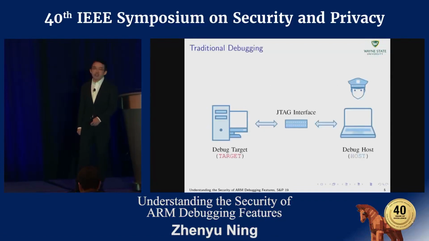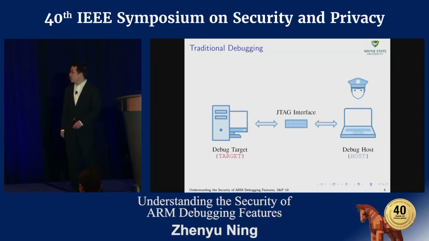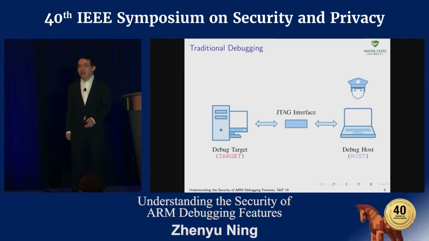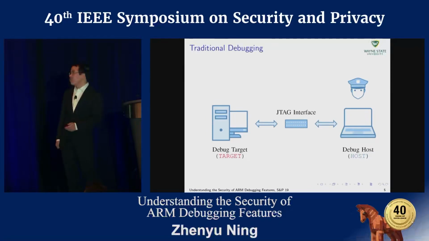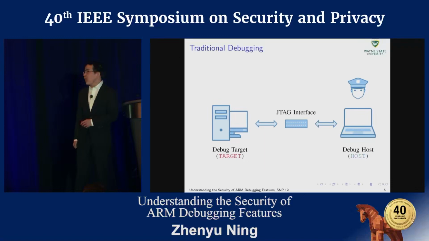This is an example of the traditional debugging mode. In this mode, we have a debug host on your left, and we have a debug target on your right. Normally, we connect the host and target with a JTAG cable. Then you can sit in front of the debug host and try to debug the target via the JTAG interface. And in this mode, the host may be malicious.